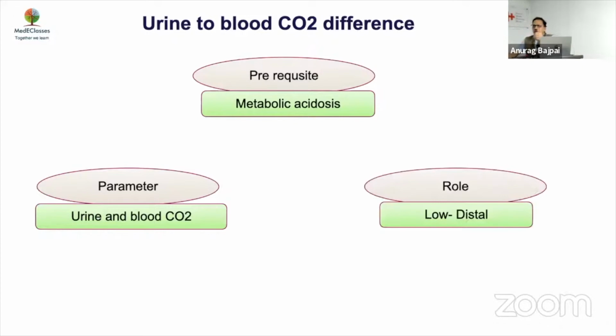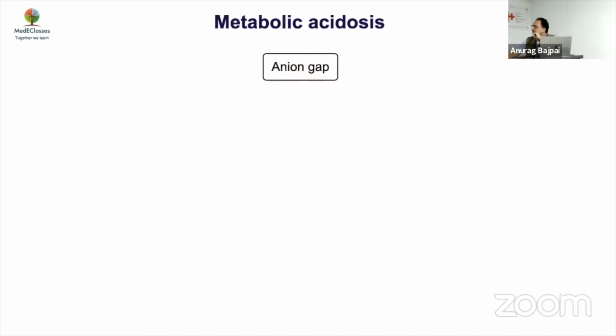And if it is low, which means you are not able to push out the acid, it's a distal RTA. If it's high, it is proximal RTA. So if you have a hyperchloremic metabolic acidosis, which has a normal blood anion gap and a positive urinary anion gap, you then look at the urine to blood CO2 difference. If it's high, it is proximal. If it is low, it is distal.